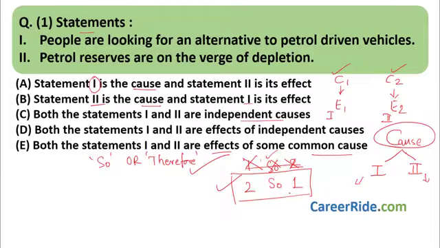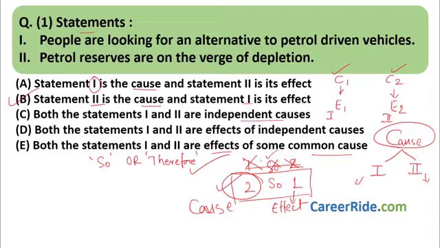Now very important thing, whatever sentence comes before so is your cause. Okay, this is your cause. Whatever sentence comes after so, this is your effect. So over here, second sentence is the cause, first sentence is its effect. So this first sentence is the effect of second sentence. So answer is B. Statement 2 is the cause, statement 1 is its effect.